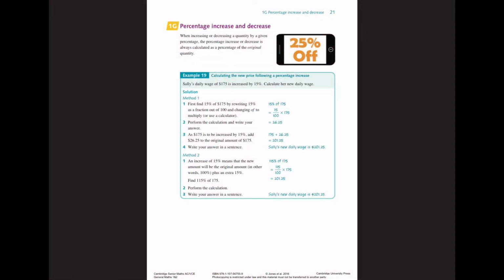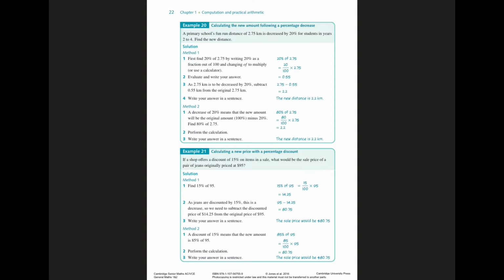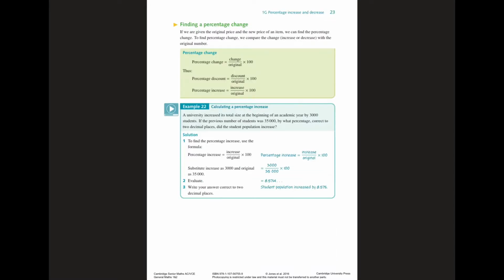This is about percentage increase and decrease. So let's go straight to the formula. Percentage increase. So this is the general formula. Percentage change equals change over original times 100. And percentage discount is discount over original times 100. Percentage increase is increase over original times 100.